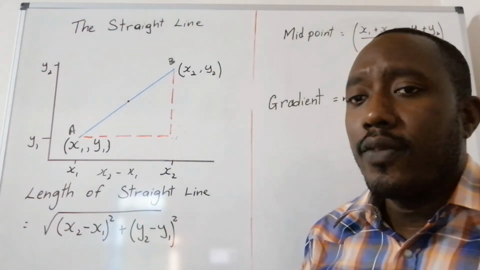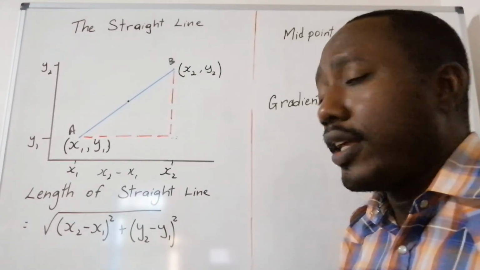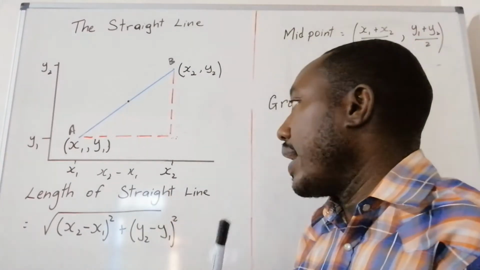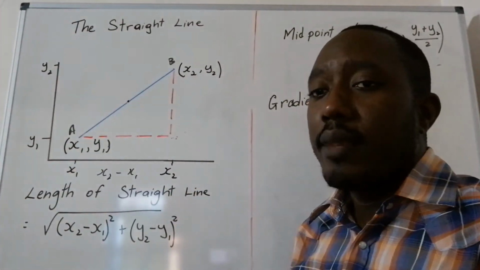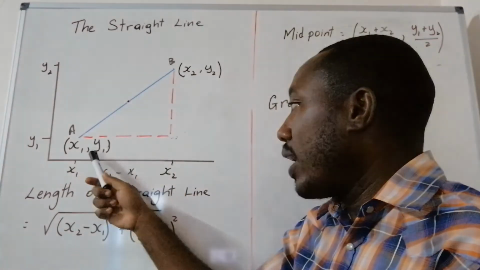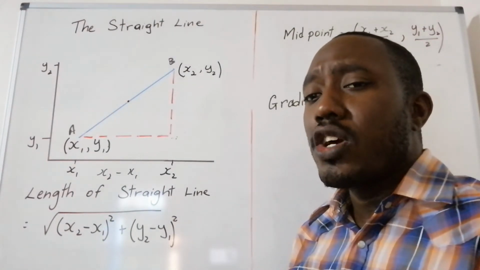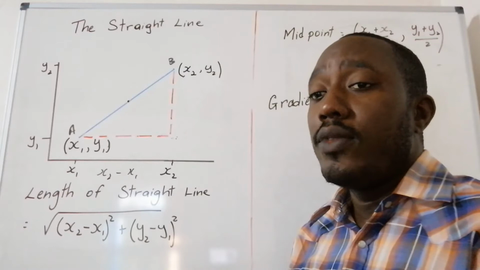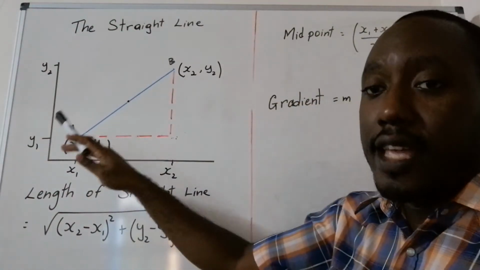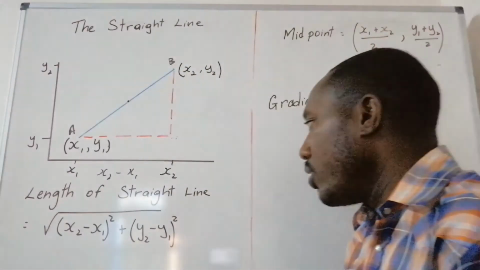Each point here is represented by a coordinate, an x and a y coordinate. Here we have point A represented by the coordinate x1, y1, and point B represented by the coordinate x2, y2. Why we put 1 and 2 there is just to differentiate between the 2 points. So point A is x1, y1, and point B is x2, y2.